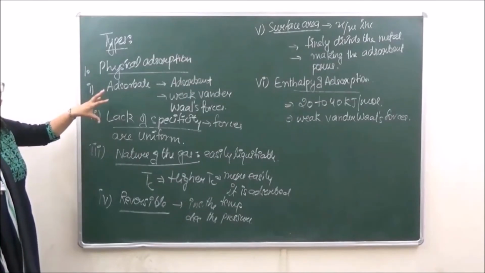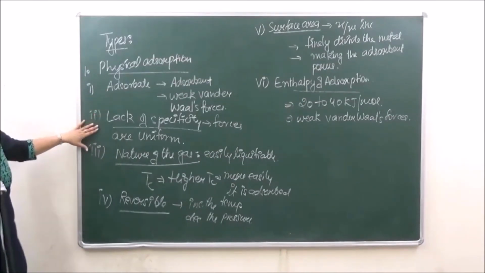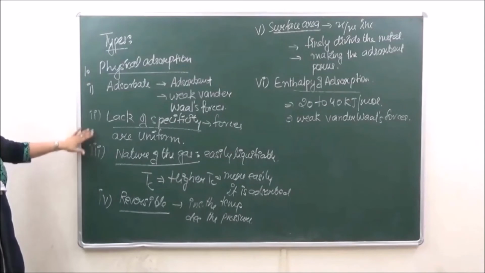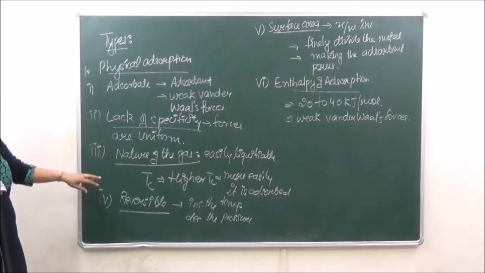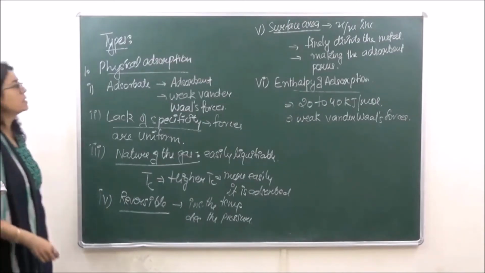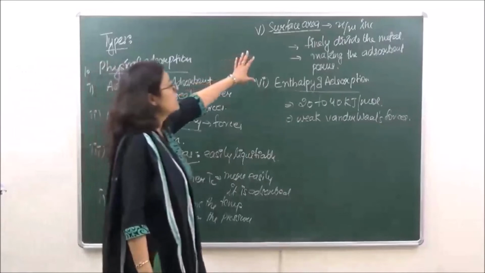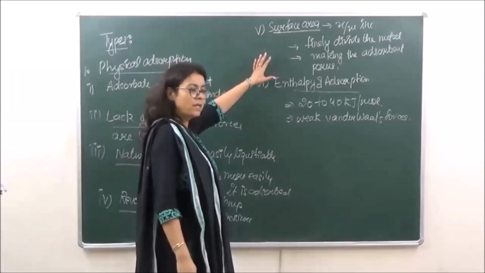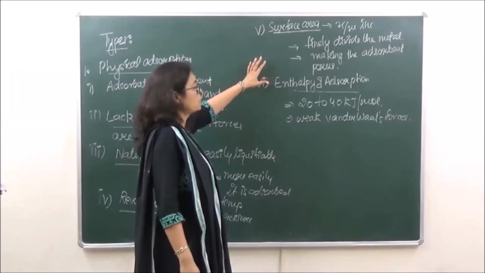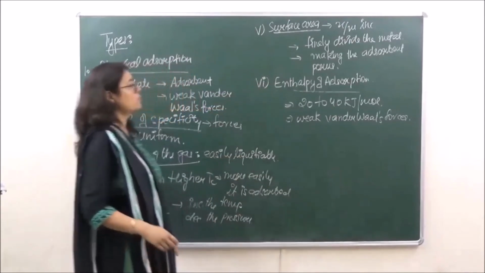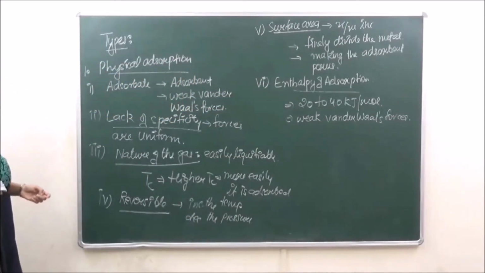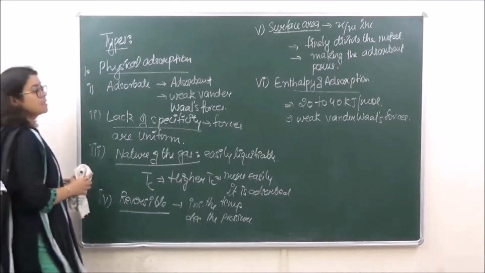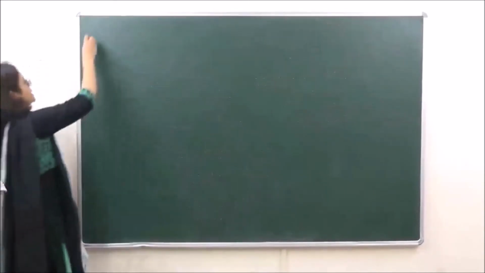physical adsorption: it occurs on the surface of the adsorbent by weak van der Waals forces of attraction. There is no specificity. Easily liquefiable gases are more easily adsorbed. The process of physical adsorption is reversible. Then an increase in surface area increases the extent of adsorption, and the enthalpy of adsorption is low. Right? So the second kind of adsorption which we are going to discuss is chemical adsorption.